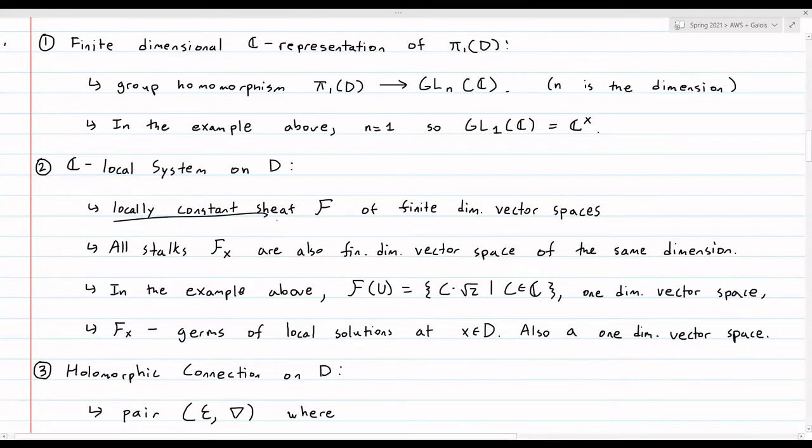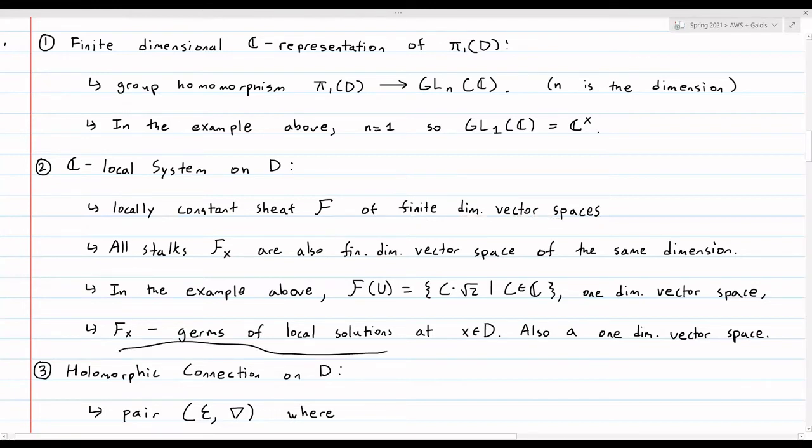And to see why it's locally constant, this is a little bit confusing for me. But to see that it's locally constant, I'm just guessing here: if you take a solution on an open set and then take a smaller open set, the vector space of solutions on that smaller open set is just going to be the vector space of solutions on the bigger open set restricted to the smaller open set. So I think that is why it's locally constant, but I may be incorrect there. Anyway, it's a locally constant sheaf of finite dimensional vector spaces. So this is a complex local system on my domain D.